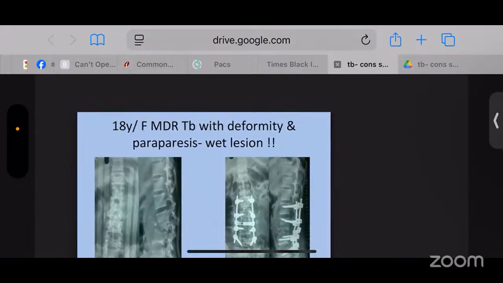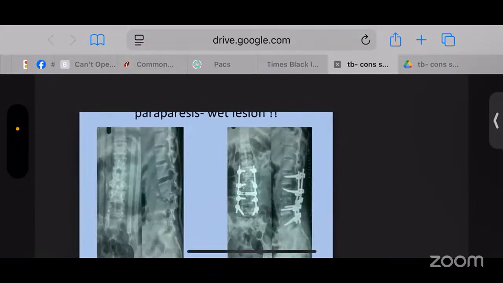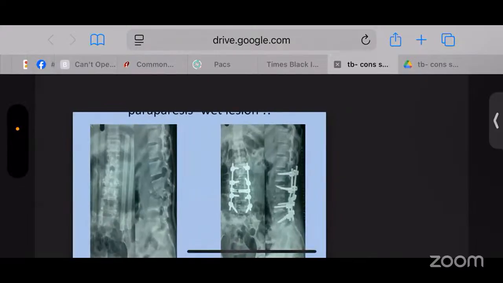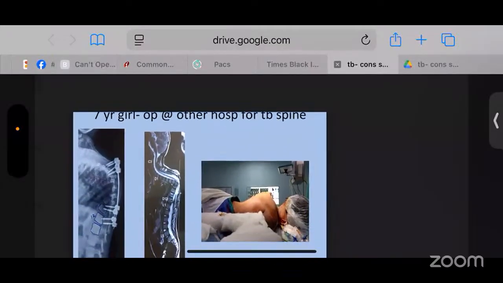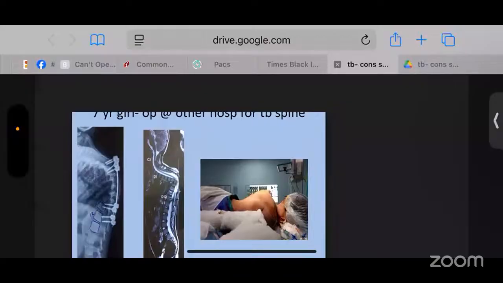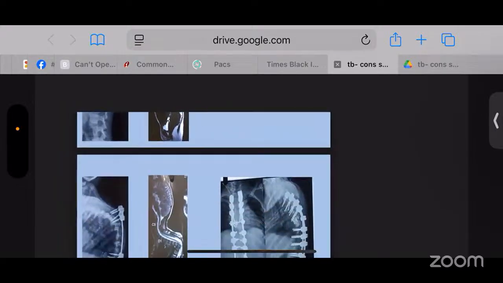This is another case in which we have done deformity correction. Earlier we didn't have a biopsy in this case, because she came with dense neurological deficit and we had to go in. She turned out to be MDR tuberculosis, and we had a hell of a lot of problems in treating her eventually. This is another pic of a girl who had MDR tuberculosis, failed implants with significant kyphotic deformity. This was operated somewhere else, but we had to go in again.